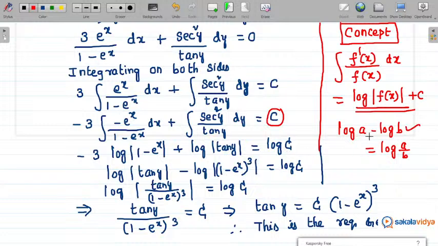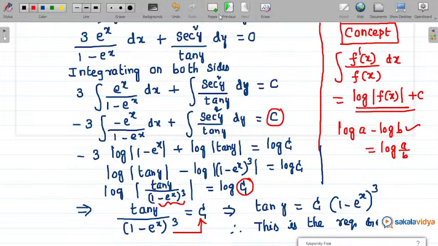Using the formula log a − log b = log(a/b), this is log of |tan y/(1 − e^x)³| is equal to log c. Comparing on both sides, this must be equal to c. So tan y/(1 − e^x)³ is equal to c. By cross multiplication, we get tan y = c(1 − e^x)³. This is the required general solution.